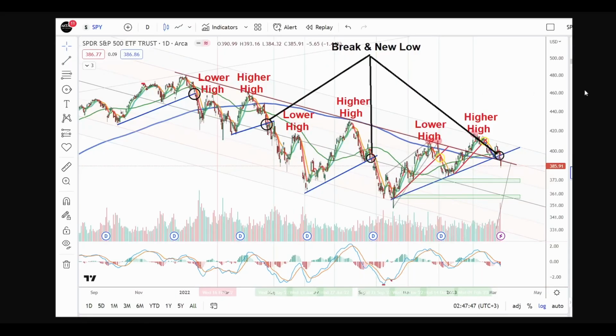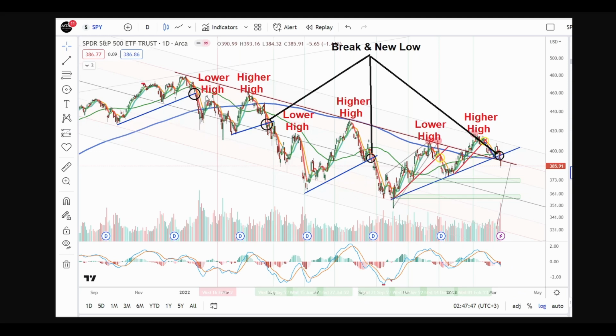Let's take a closer look at this chart. Here's what I'm talking about, guys. Since the top on January the 2nd, 2022, what exactly has been happening? If you notice, guys, there's been this very clear and obvious fractal pattern that I've been following for months and months now, and it's this. The market tends to make a high, followed by a higher high, and then it breaks its trend line support and makes a new low.